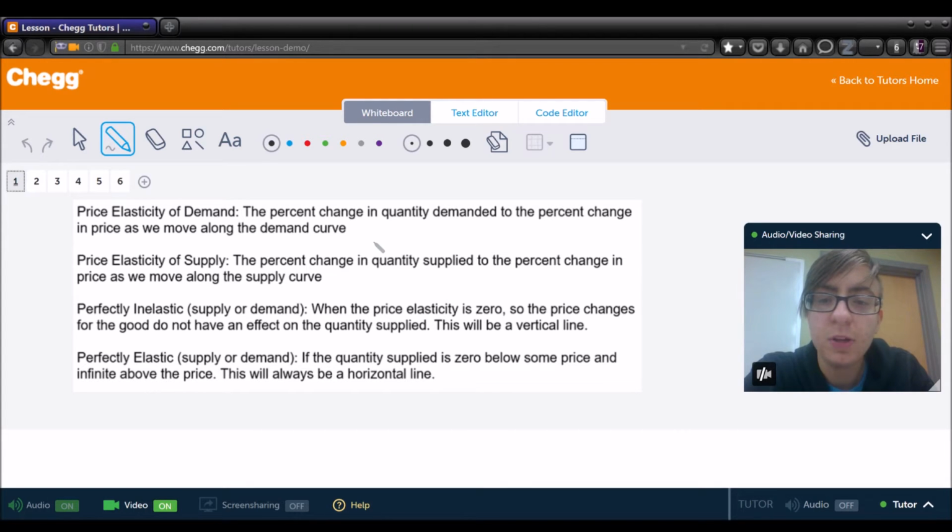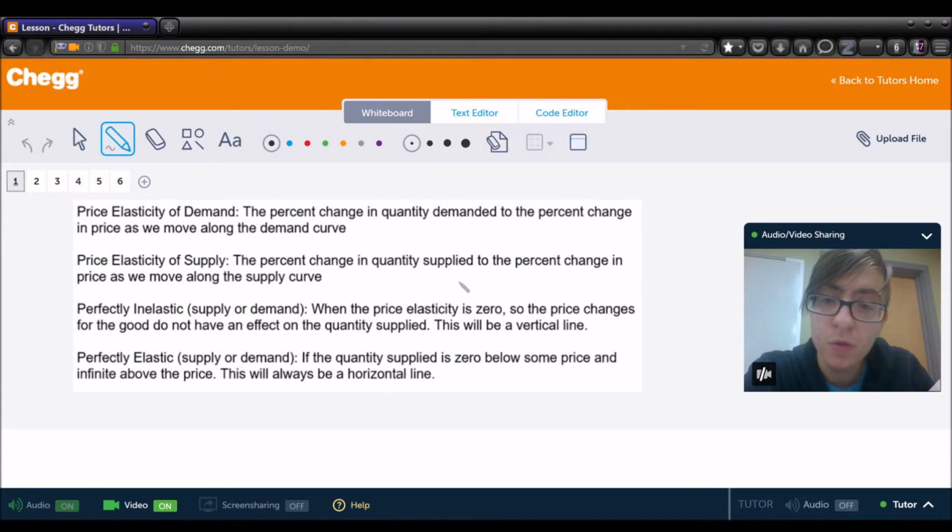Today we're going to be talking about the price elasticity of demand and the price elasticity of supply. So, what the heck are these things? The price elasticity of demand is the percent change in quantity demanded to the percent change in price as we move along the demand curve. The price elasticity of supply is basically the same thing. So, the percent change in quantity supplied to the percent change in prices as we move along the supply curve.